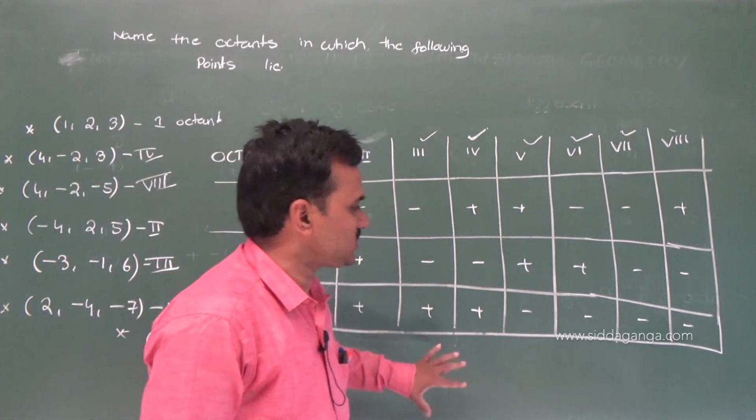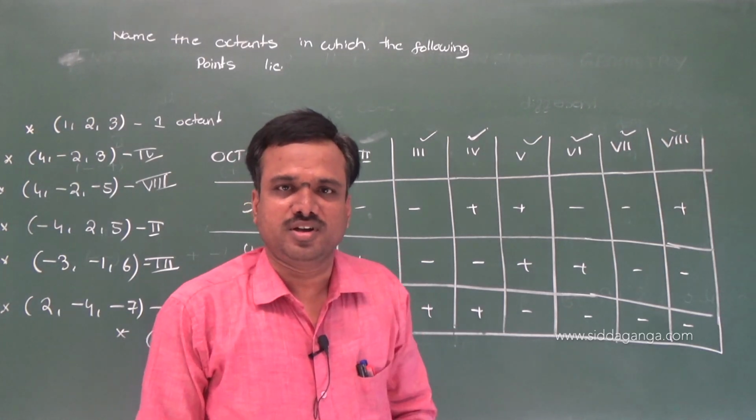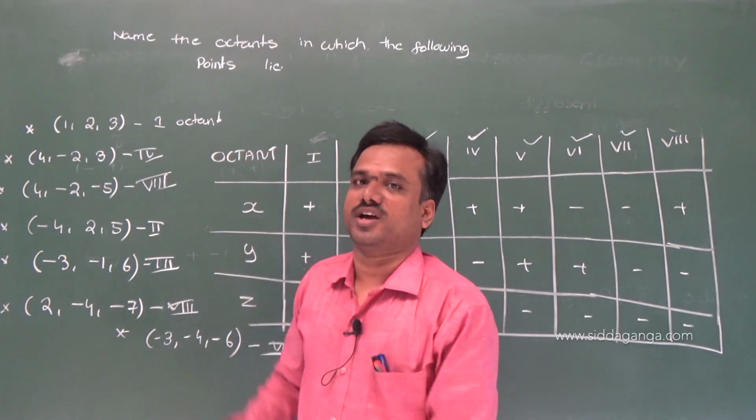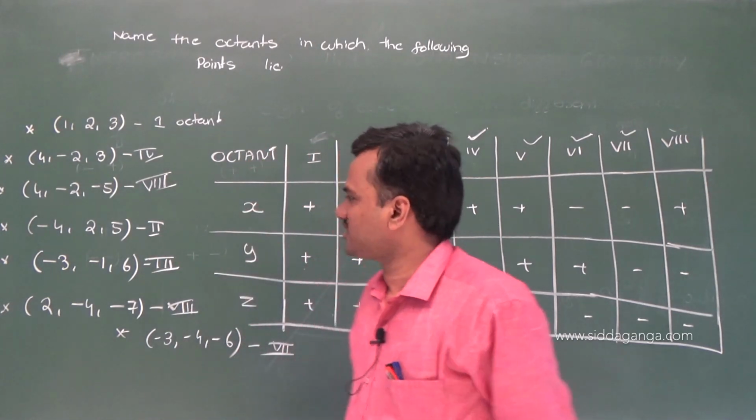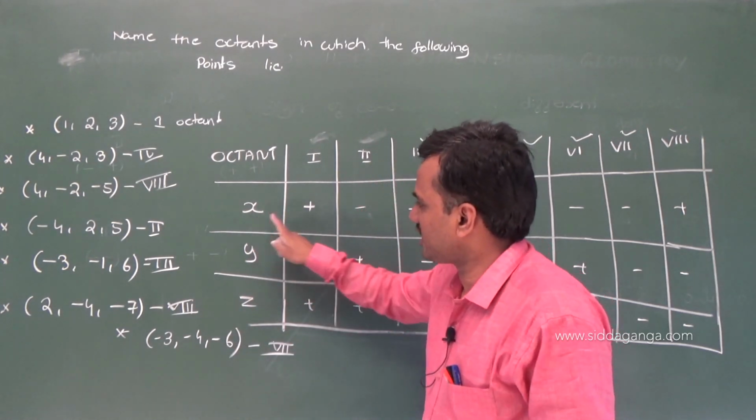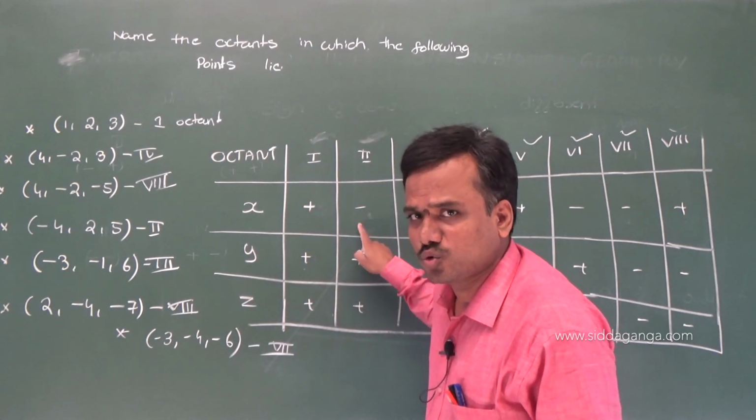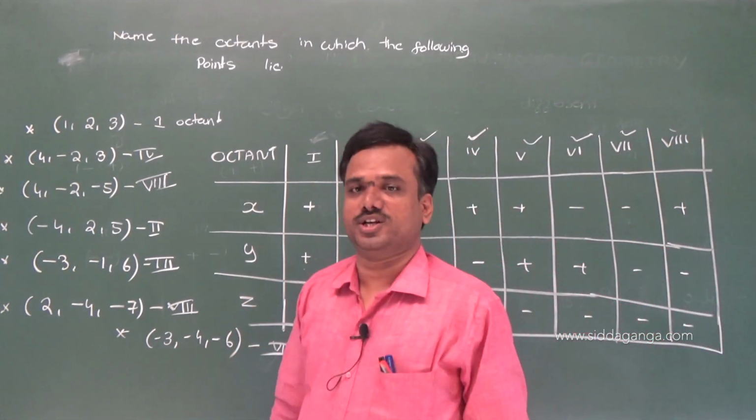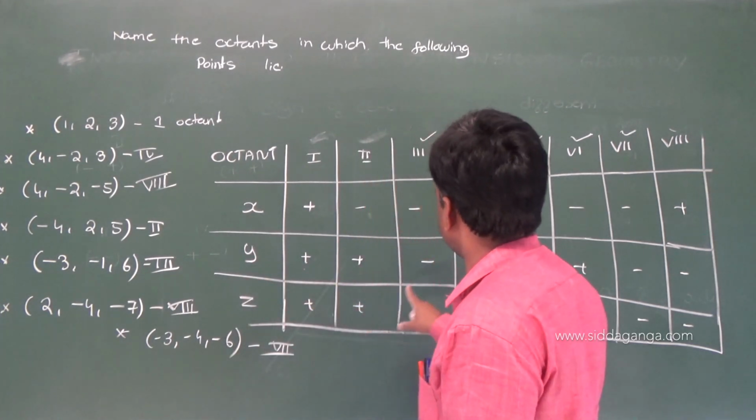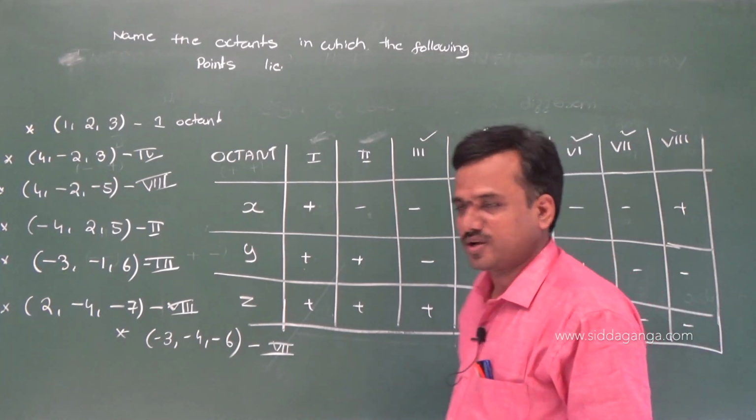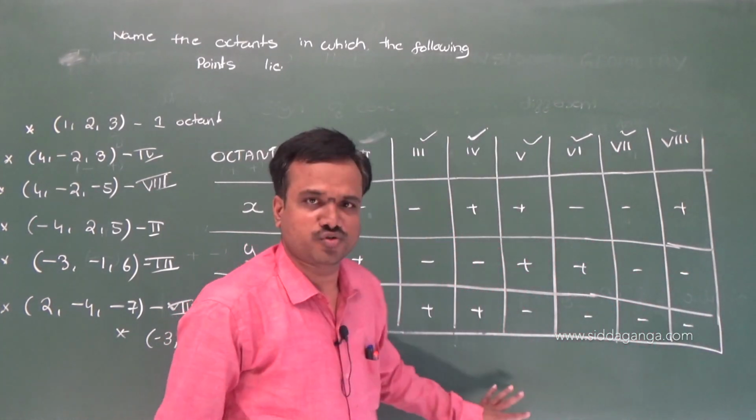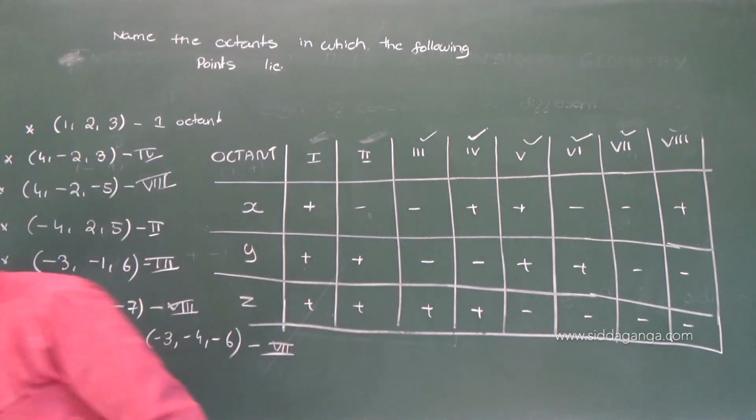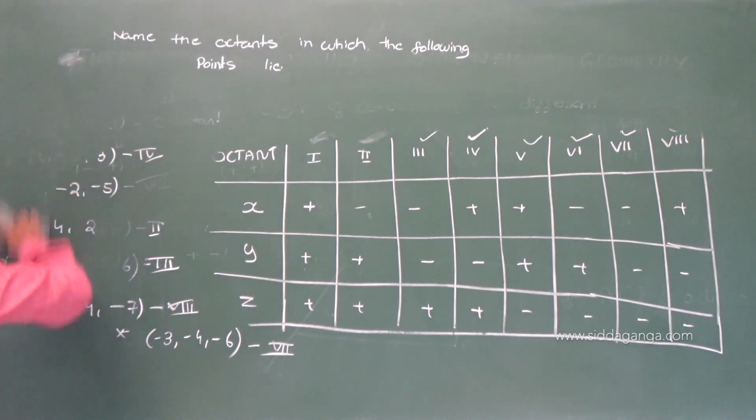So if you remember this table, it is very easy to write which octant the point lies on. This is the method. So how to remember this table? Once again I say that for x coordinate, write plus first, then 2 minus, 2 plus, 2 minus, plus. This is for x coordinate. For y coordinate, 2 positive, 2 negative, 2 positive, 2 negative. For z coordinate, 4 positives, 4 negatives. Okay, understand?